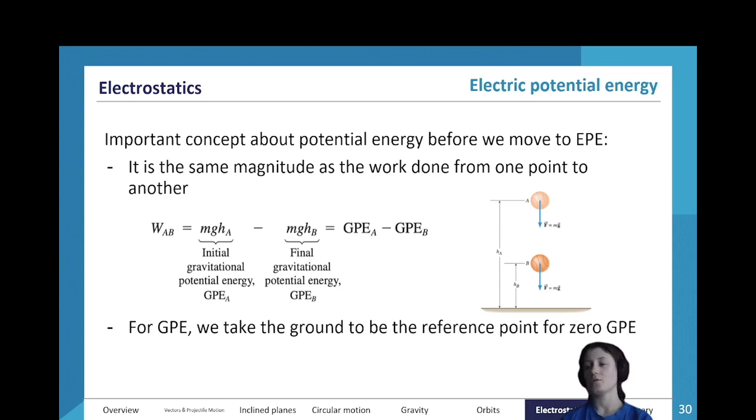So, if you have a look at the diagram of the basketball on the right, you can see the potential energy that it has, and that is gravitational potential energy. And that's probably how you would have learnt about potential energy to begin with in maybe year 10 or year 11. So, we can also have our electric potential energy, or EPE. Our electric potential energy is the same magnitude as the work done from one point to another.